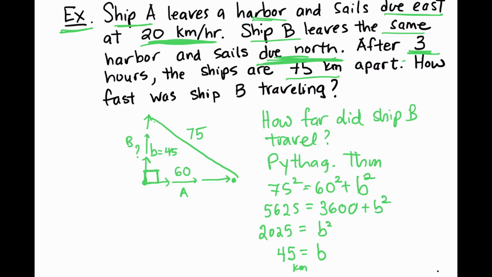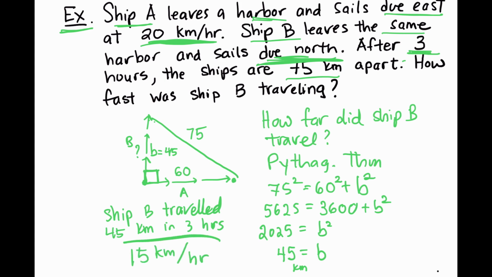Let's assume these all are traveling at a constant rate. So assuming it is traveling at a constant rate, ship B traveled 45 kilometers in 3 hours. So how fast did ship B travel? That's 15 kilometers an hour, assuming a constant rate.